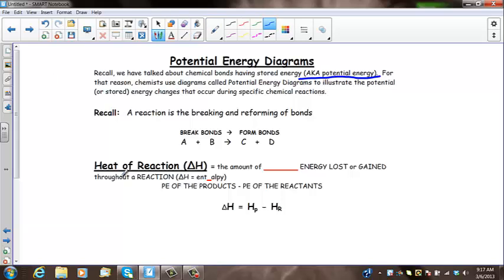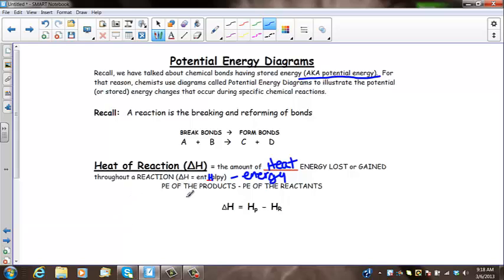The heat of the reaction, also known as delta H, is the amount of heat energy lost or gained throughout a reaction. So it's a change in what's called enthalpy, capital H. Enthalpy meaning energy, that's what the word enthalpy means, and the capital H is there for heat.